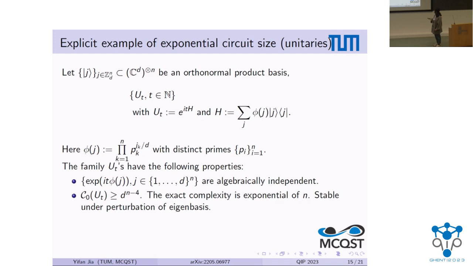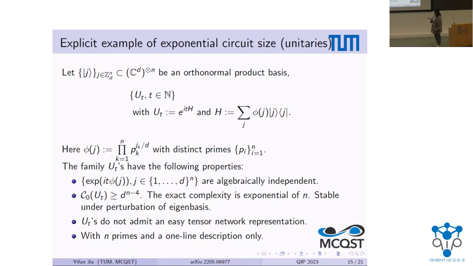For that, we also know that because of the lower bound lemma, the exact circuit complexity has to be d to the power of n minus 4, which means this is exponential in n and stable under perturbation of eigenbases. Meanwhile, U_D does not admit an easy tensor network representation, because you can generalize this tensor network argument, and we have a lemma for that.